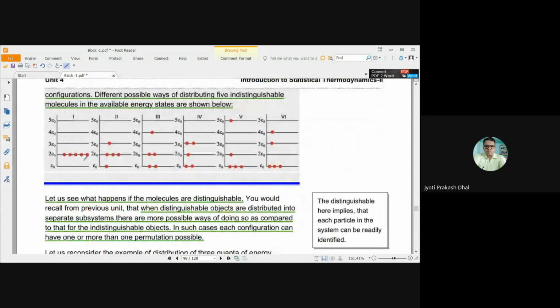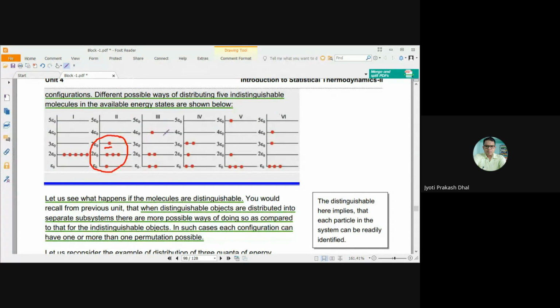Now coming to the figure. So the first possibility is that all the 5 molecules will be present at 2 epsilon 0. So the total energy will become 10 epsilon 0. For the second possibility, one molecule will be present at epsilon 0, 3 molecules will be present at 2 epsilon 0, and one molecule will be present at 3 epsilon 0. So the total energy of the system will become 10 epsilon 0.